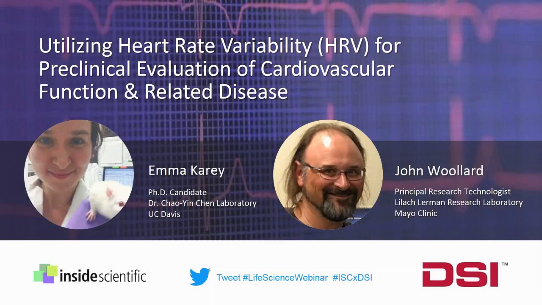First, we will hear from Emma Karey, who will discuss how to distill autonomic function from rodent ECG telemetry recordings, supported through research conducted in Dr. Chao-Yin Chen's laboratory at the University of California, Davis. Specifically, Emma will discuss how to identify and interpret the physiological significance of HRV in conscious freely moving rodents, how to obtain clean ECG recordings for downstream HRV analysis using Data Insight software functions, and how reductions in HRV can reflect cardiac dysfunction in rodent models that are caused, at least in some part, by changes in the cardiac vagal inputs to the SA node.